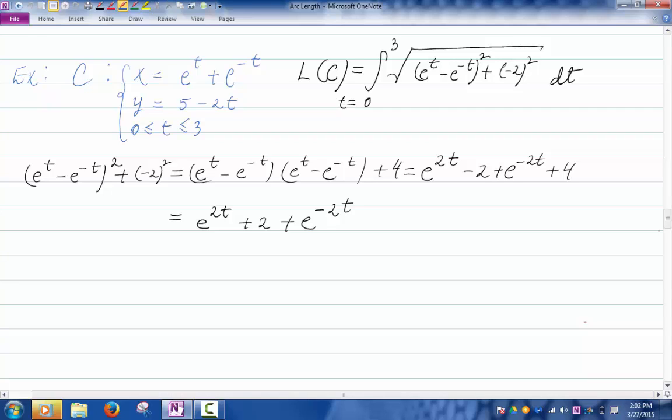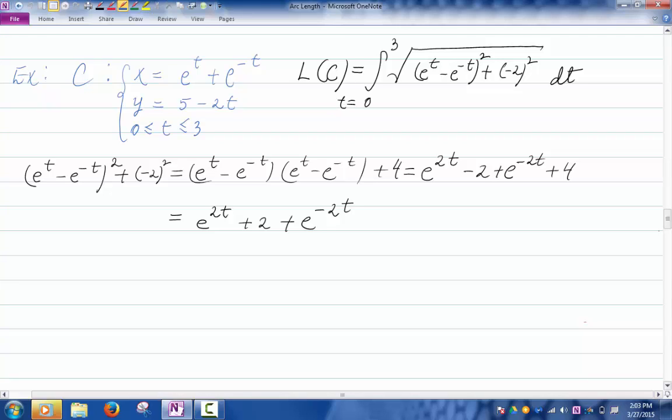So basically the length will be given by the integral from 0 to 3, and you take the derivative of x with respect to t. What is that? It's e to the t minus e to the minus t, right? So you square that, and then take the derivative of y, which is negative 2, square negative 2, and then you take the sum of the two, and then take the square root. And that's the integral formula for the length.